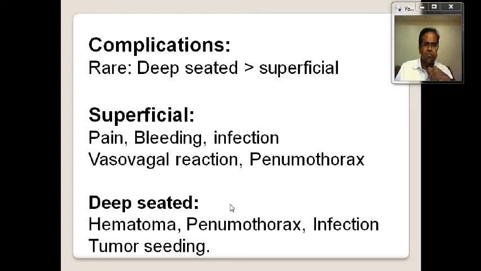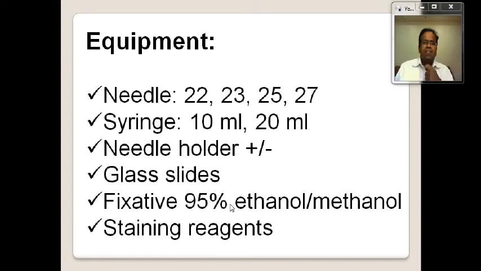Now what is the equipment that is needed for this? Remember friends, it is a fine needle aspiration, so the needle has to be fine, so 22 and above, 22, 23, 25 up to 27 can be used, and the syringe that is recommended by the books is 10 ml and 20 ml, but it works even with 3 ml and 5 ml syringes also. Needle holder is not mandatory, glass slides and fixatives of course are mandatory, so 95% ethanol or methanol is the fixative commonly used for FNAC, and of course the lab would need staining reagents.